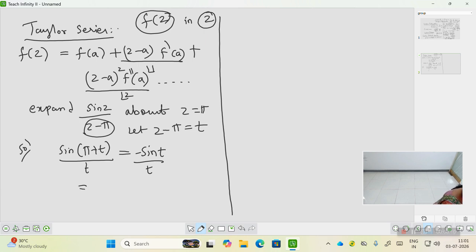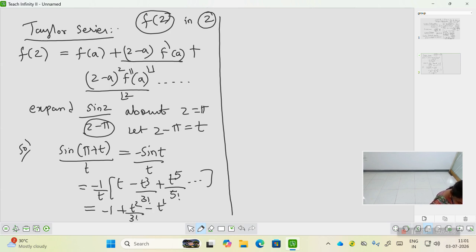Now I'm going to expand the series, taking minus 1 out. Expansion of sine t, everyone knows the series of sine t. So t minus t cube by 3 factorial plus t power 5 by 5 factorial, etc. It goes on. Now I'm going to multiply minus 1 by t into this function. I'll get minus 1 plus t squared by 3 factorial minus t power 4 by 5 factorial, etc. It goes on, right?